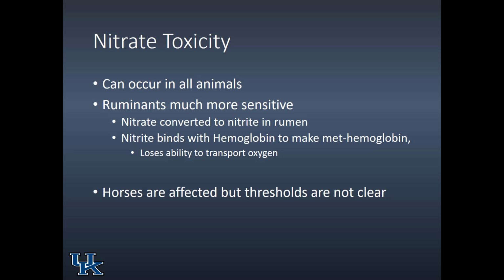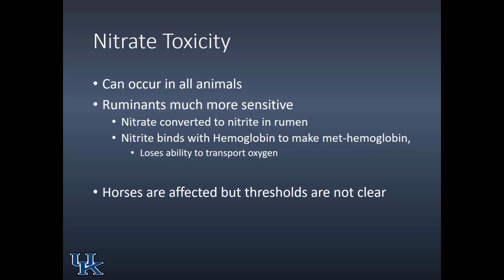Nitrate toxicity can occur in all animals, but ruminants are much more sensitive, and here's why. The nitrate that's present in plants, once it gets to the rumen, is converted to nitrite. That nitrite will bind with hemoglobin to make methemoglobin. What that really is, is the iron molecule in the middle of every hemoglobin molecule that is able to transport oxygen. That iron molecule is in the +2 or ferrous state, if you can think back to your inorganic chemistry.